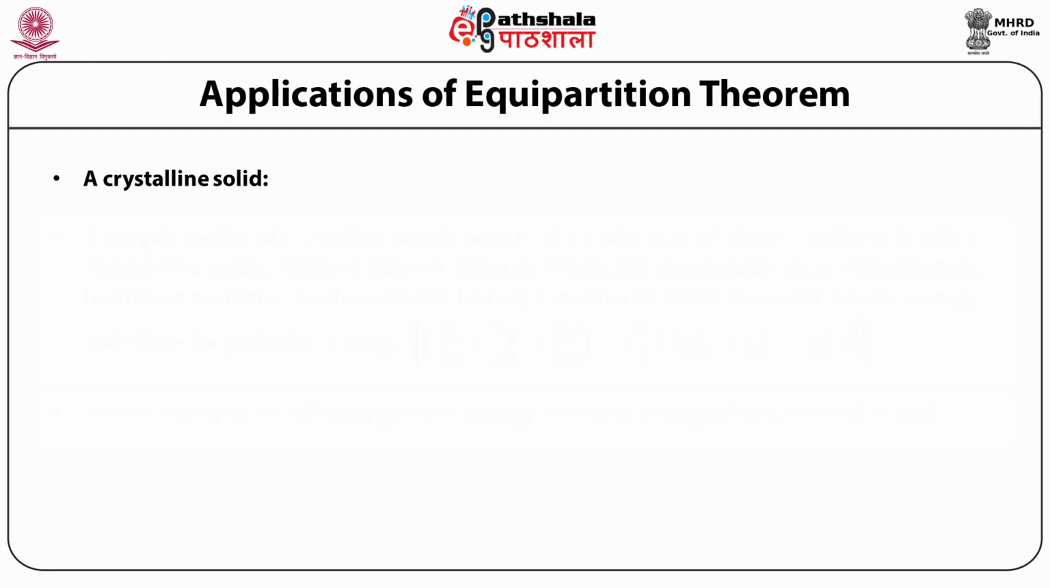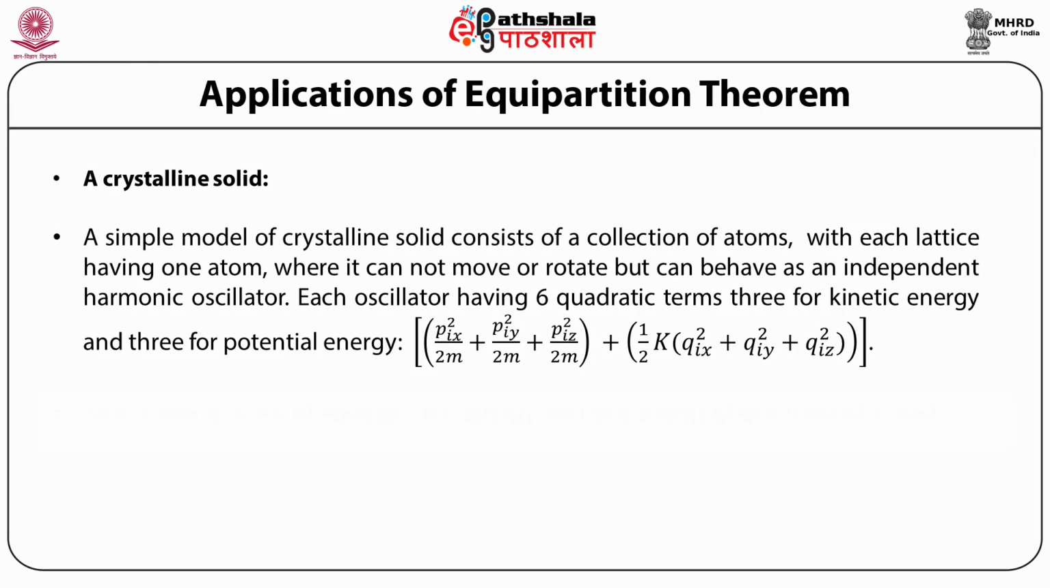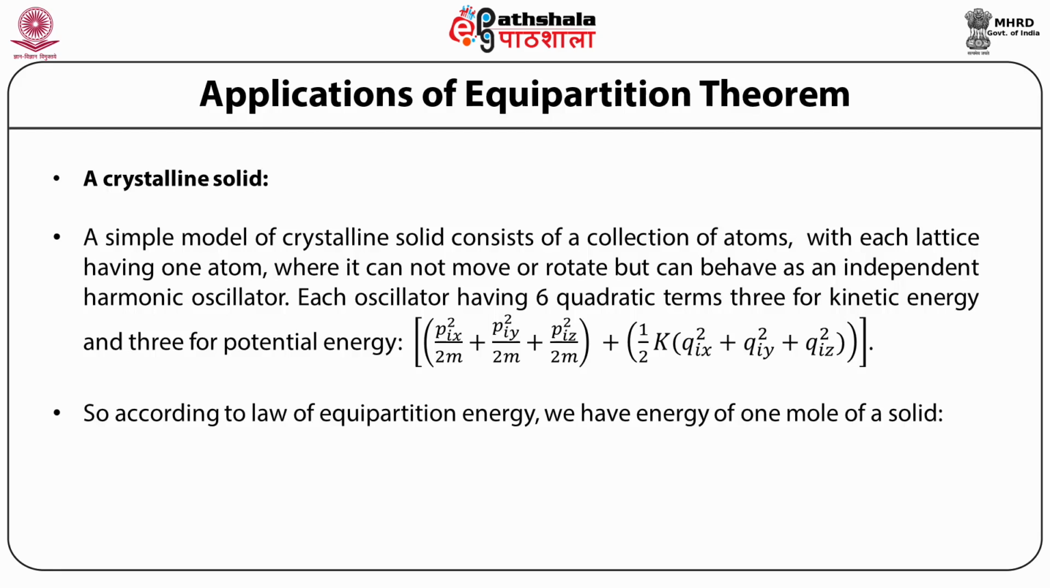Now let us take the case of a crystalline solid. A simple model of a crystalline solid consists of a collection of atoms, with each lattice site having one atom, which cannot move or rotate but can behave as an independent harmonic oscillator. Each oscillator has 6 quadratic terms, 3 for kinetic energy and 3 for potential energy. That is, pix²/2m + piy²/2m + piz²/2m + 1/2 k(qix² + qiy² + qiz²). So, according to the law of equipartition of energy, we have the energy of 1 mole of a solid given by E = 6N × 1/2 kBT = 3RT.